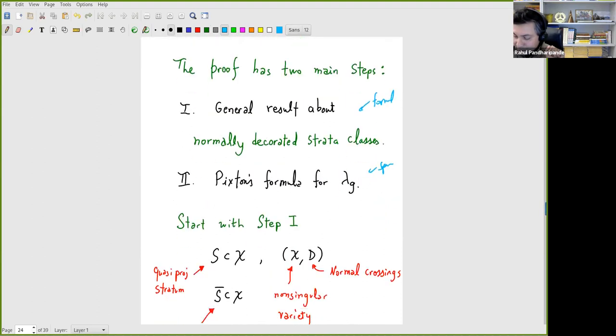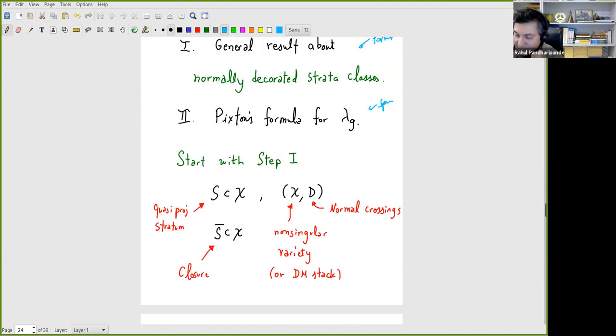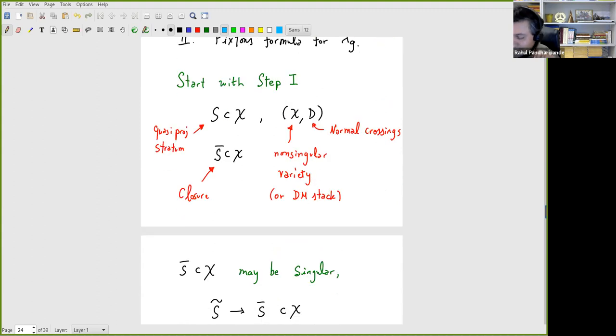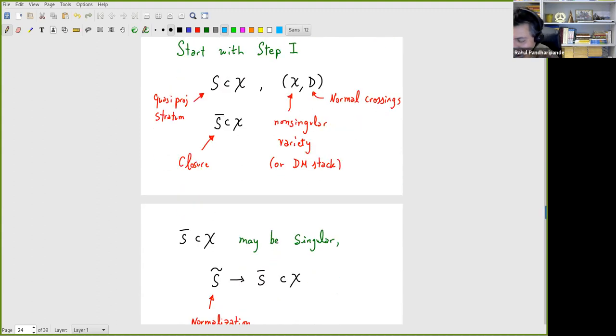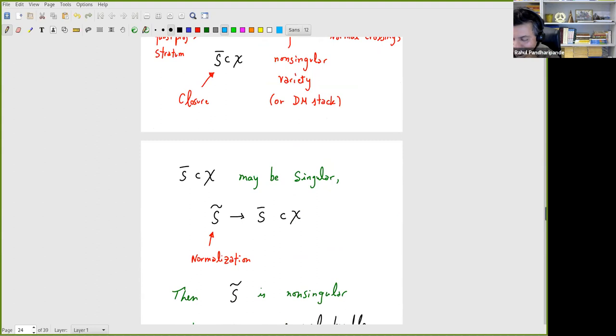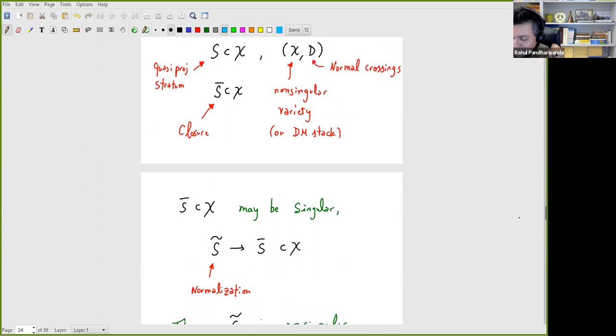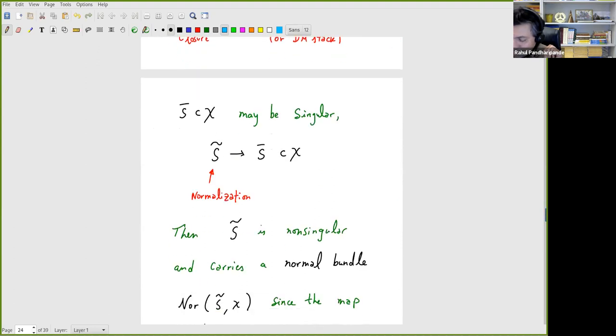So we start with step one. This is a general statement about X and D. We have X, a non-singular variety with a normal crossings divisor. And we have this quasi-projective stratum and also its closure. If you don't like the word quasi-projective for Deligne-Mumford stacks, just pretend you're in a variety. The closure of a stratum may be singular. I even drew a picture for that. And then we want to take the normalization of it.